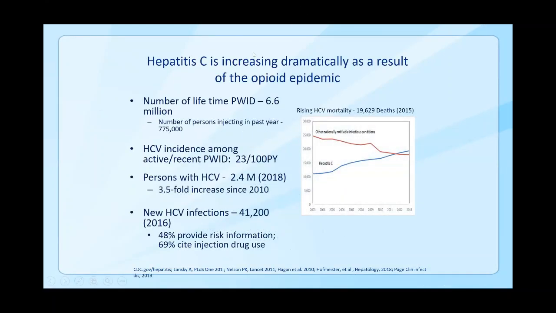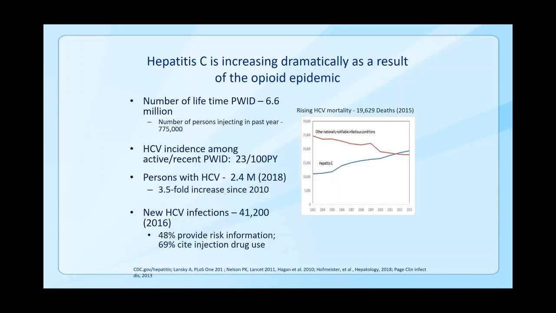There we go. The disease increasing at the highest rate as a result of the opioid epidemic is hepatitis C, largely because persons who inject drugs are at disproportionate risk for transmission due to unsterile injections and the viremic nature of the virus. In the US, we estimate approximately 6.6 million people have ever injected drugs, and over 775,000 have injected in the past year.